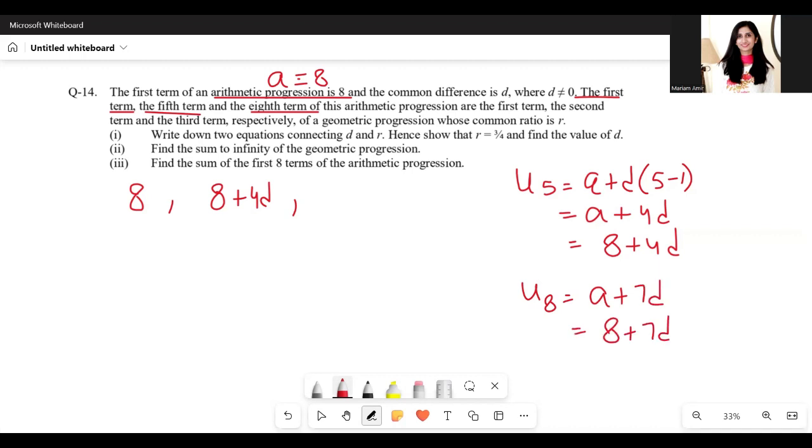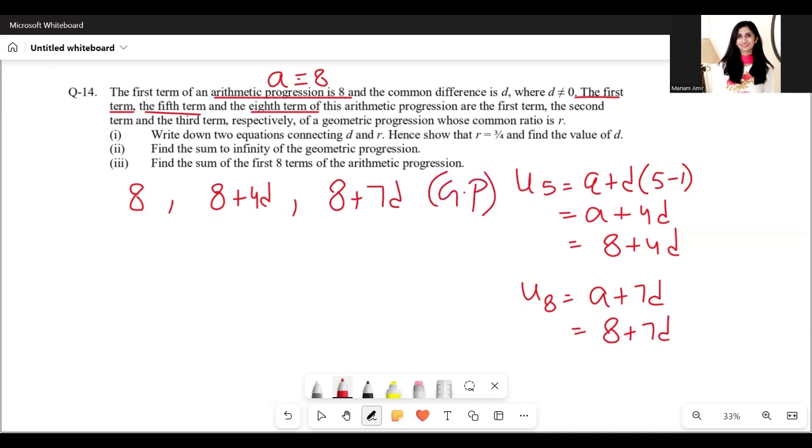And they're saying that these terms, the first term, the fifth term, and the eighth term, are the first three terms of a GP, whose common ratio is R. Write down two equations connecting D and R. Okay, now how do we do that? We do see the common difference in this sequence, but where is the R going to come from?